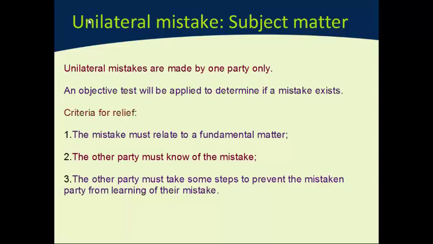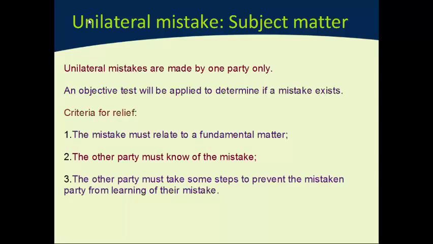For a unilateral mistake as to subject matter to be worthy of the relief of the court, it has to satisfy three criteria. The first is that the mistake must relate to a fundamental matter. So we've already talked about that. If it's a mistake that doesn't relate to a fundamental matter, if it's a mistake that really is quite marginal to the purpose of the contract, well then it may well be that the person who made the mistake just has to accept that one of the consequences of that mistake is that the contract is not going to be as beneficial to them as they were hoping. That's life. But if it is to something fundamental within the contract, relief is more likely.